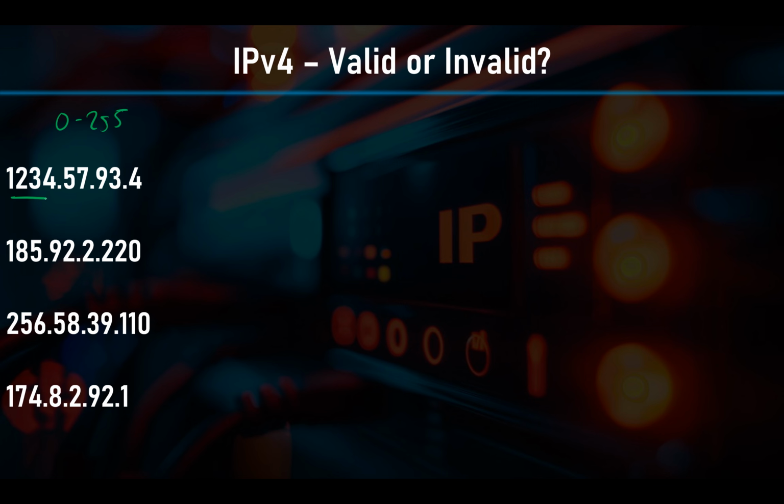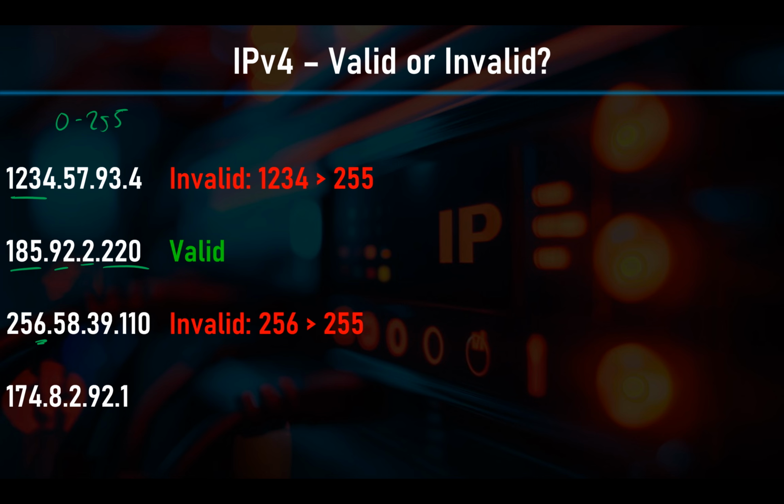Now, if we look at this one, 1,234, that's bigger than 255, hence invalid. If we look at the next one, let's count the groups. Here's group 1, group 2, group 3, and group 4. This seems valid, since all of these are within 0 to 255. Then the next one here, 256, obviously that's too big. Then if we look at the final one, let's count the groups: 1, 2, 3, 4, and 5.